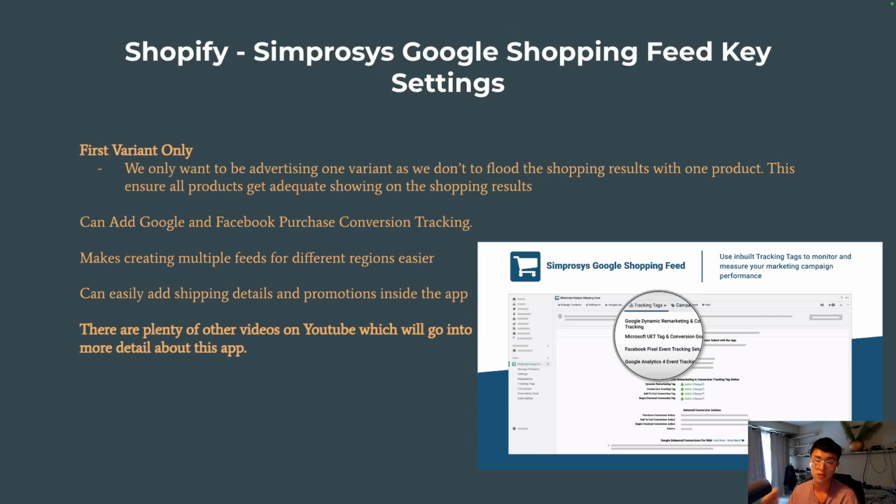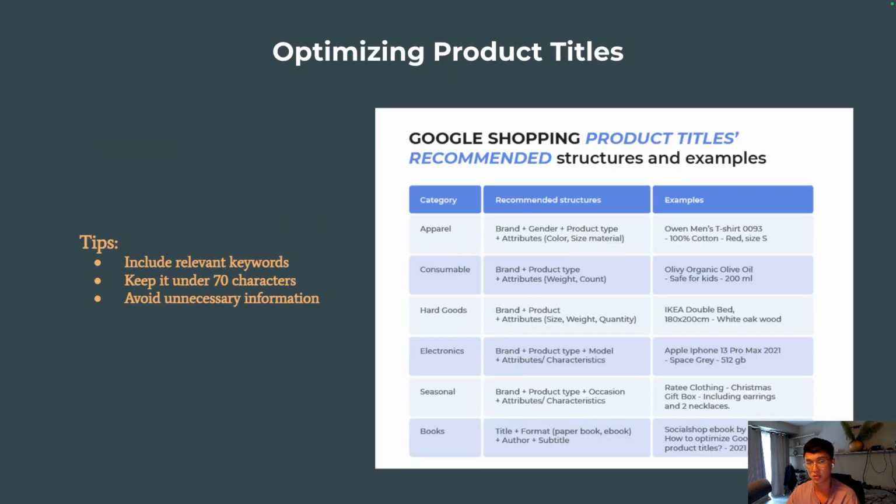It also makes creating multiple feeds for different regions easier, and you can easily add shipping details and promotions inside this Shopify app. There's plenty of other videos on YouTube going into more detail about this plugin, but I won't go into this one. So, optimizing your product titles.